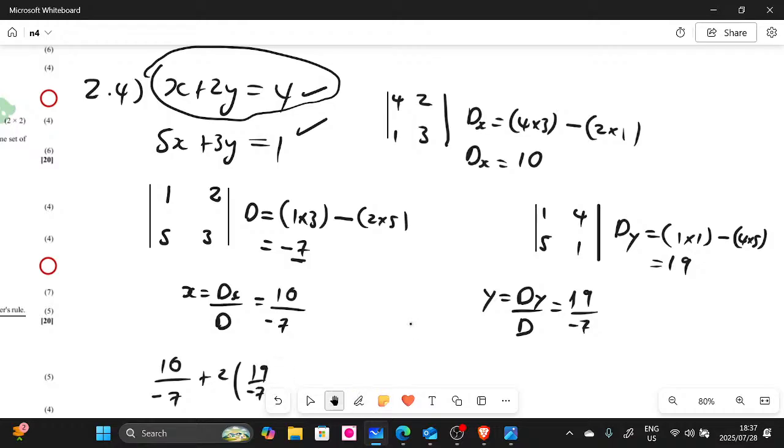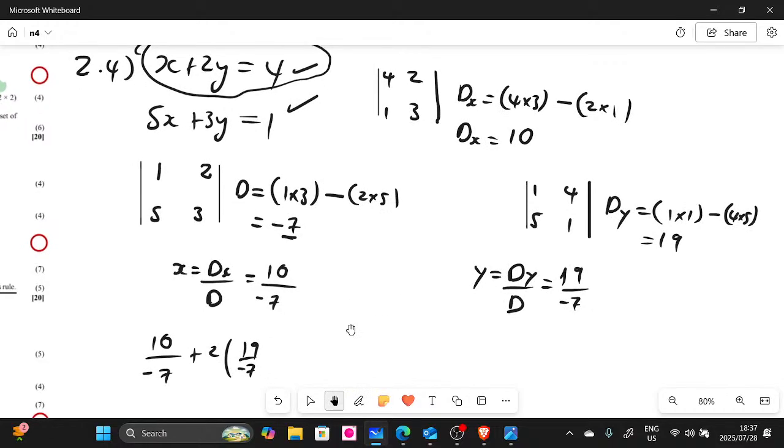What are we getting, guys, if we do that? Let me just try to put this on our calculator. If you don't get 4, guys, we made a mistake somewhere there.